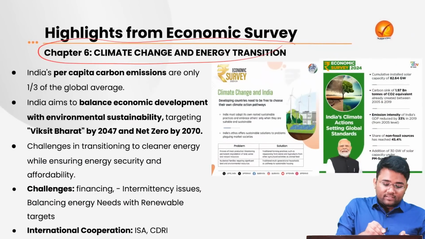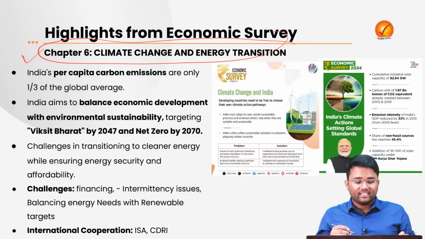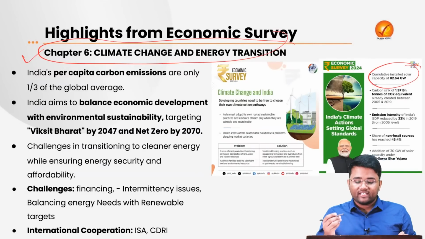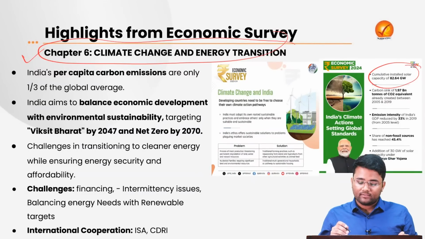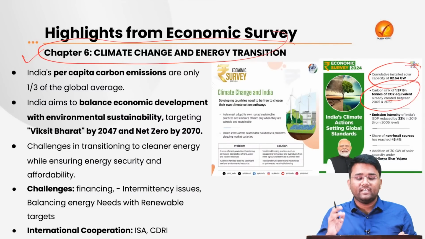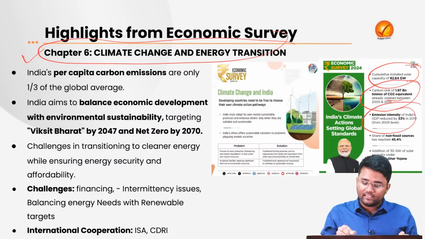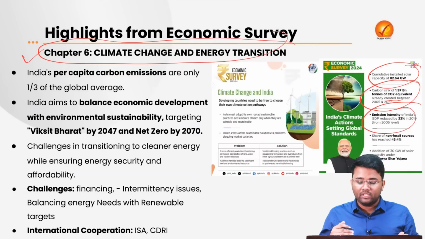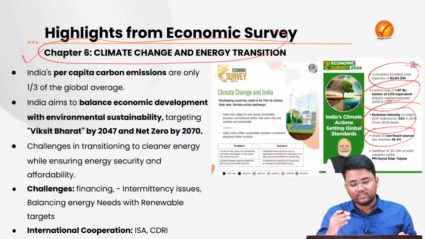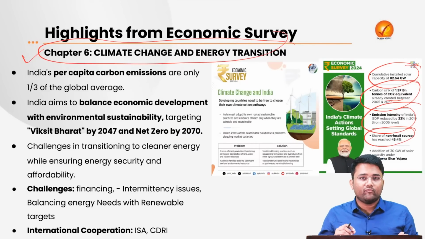Then in chapter 6, the survey talks about climate change and the energy transition. Here, the survey highlights that the cumulative installed solar capacity of India is almost 82.64 gigawatt. A carbon sink of almost 1.97 billion tons of CO2 equivalent has been created between 2005 and 2019. Then the emission intensity of India's GDP reduced by 33% in 2019, and the share of non-fossil fuel sources has reached 45.4%, and an additional 30 gigawatt of solar capacity under PM Surya Ghar Yojana.